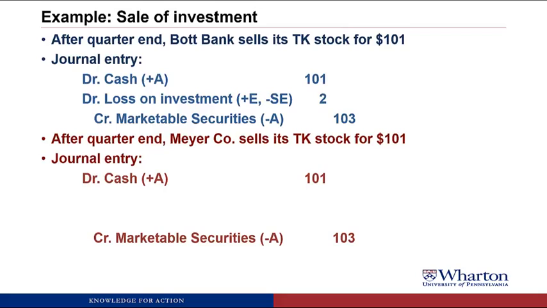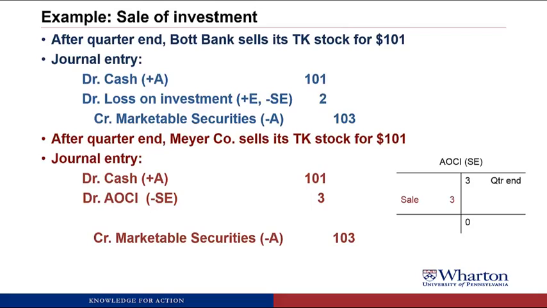So these two parts are not different between the two methods. You get the same cash, debit cash. You get rid of your balance in marketable securities, which is 103 under both methods. But what's different under AFS is we were storing up this gain under AOCI. So let me bring up the T account. So we had this credit balance where we were storing up this gain of 3 until we sold the stock. So it's like we put it up in the attic until we need it. Well, now that we've sold the stock, we need to pull that gain out of the attic.